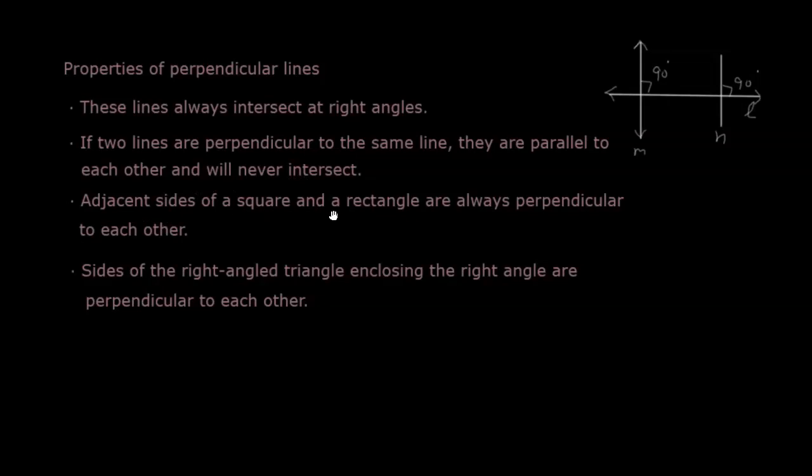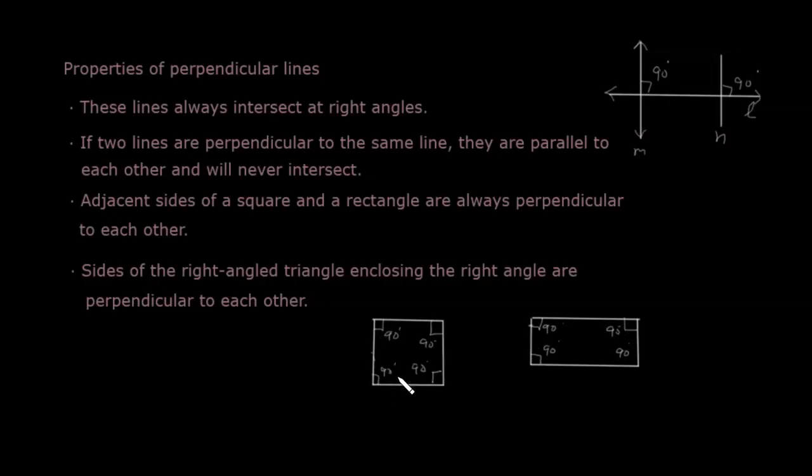Adjacent sides of a square and a rectangle are always perpendicular to each other. Let us suppose that this is a square and this is a rectangle. We know that all the angles of a square are 90 degrees. And this happens in the case of a rectangle also. Because the angle between these two sides is 90 degrees, these two sides are perpendicular to each other.